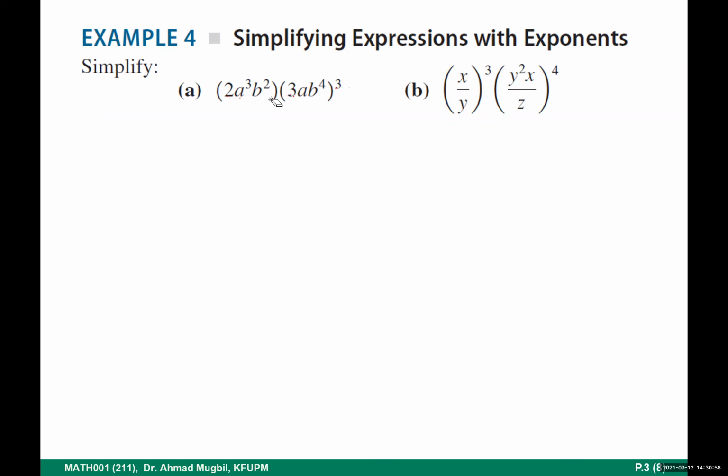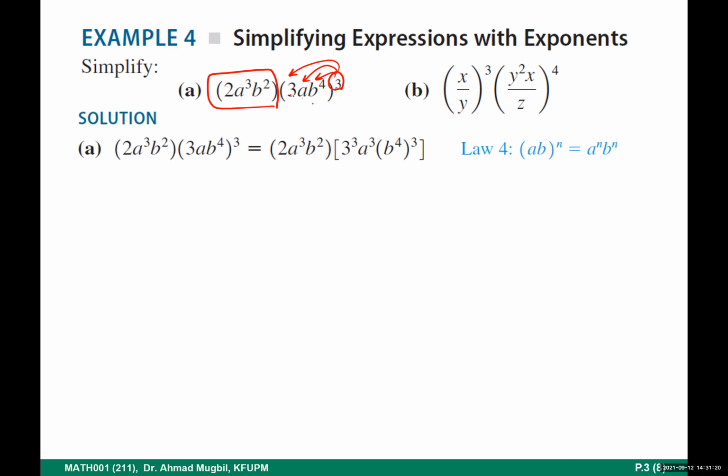What you should do first is not the multiplication. Simplify here if you can inside the brackets. Do the parentheses according to the order of operations. We have nothing here to simplify, so we will move to the exponents. We will distribute this power over these 3 quantities. This is the same as it is, and the second factor will be 3 to the power 3, a to the power 3, b to the power 4, all to the power 3. So it will be b to the power 12.